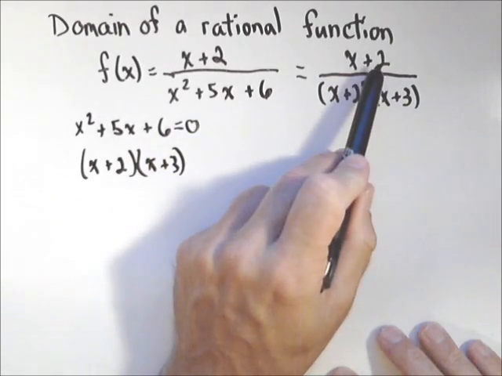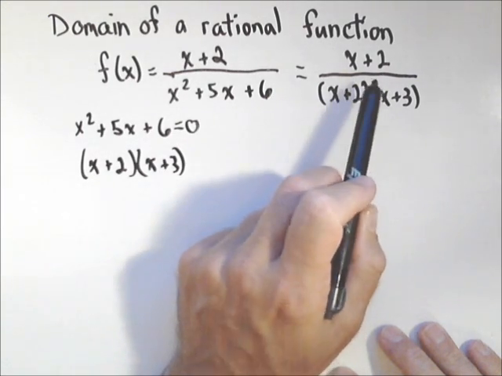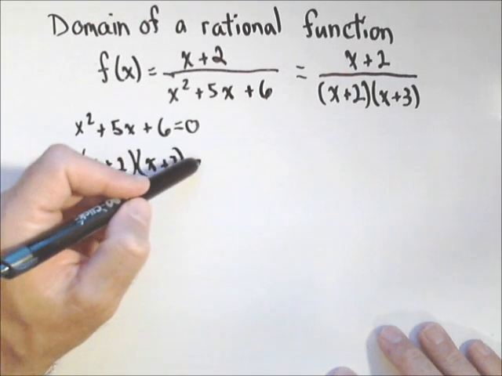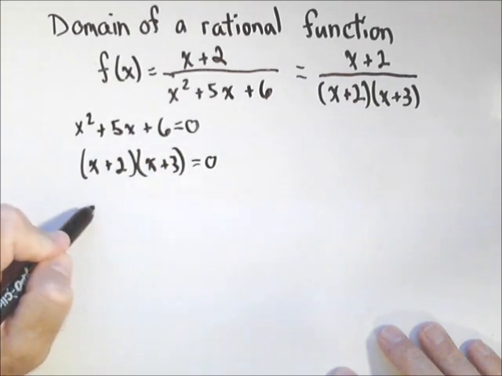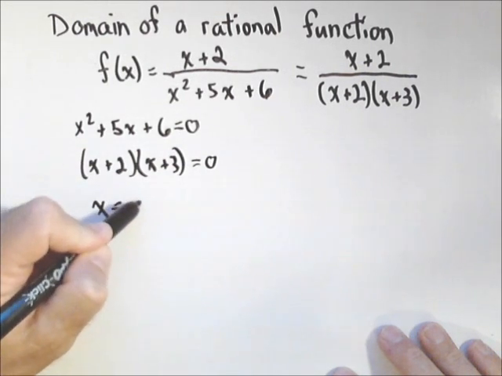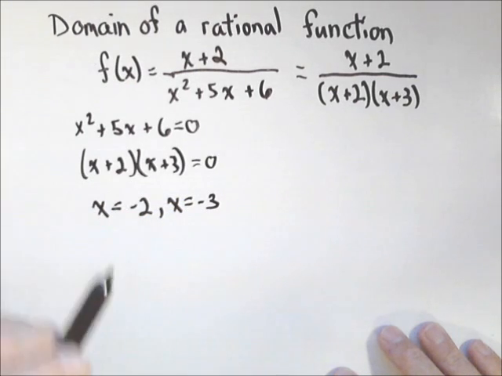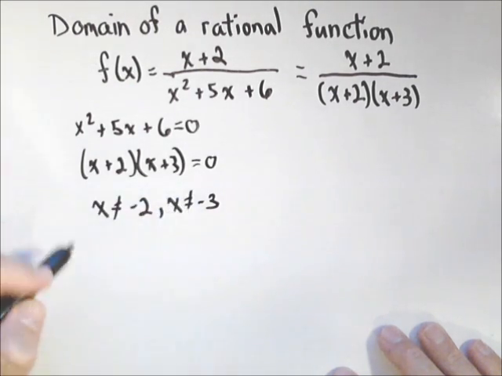And probably noticing, hey, we can cancel these x plus 2's. We can. We're not going to do it, but I am going to talk about the significance of those in a second. Now, these came from looking for the zeros. So the places where it's 0 is x equals negative 2 and x equals negative 3. So we don't want to include those in our domain. So let's put lines through those.